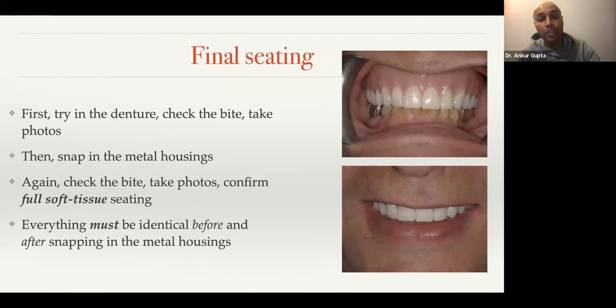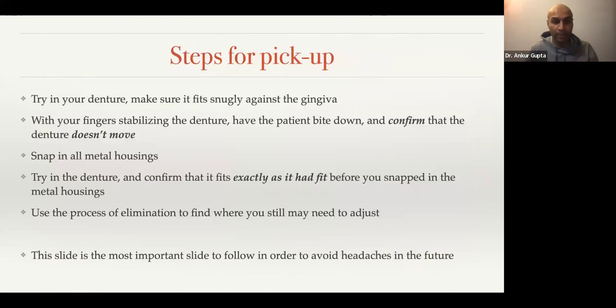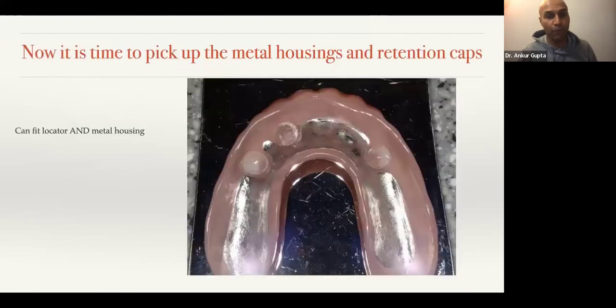Take photos. Do a horseshoe shaped articulating paper to make sure that everything is identical. And if it's not, use the process of elimination. Just snap in one metal housing, see if everything's identical, and you'll find your metal housing that's a little too long. This is the most important slide to follow in order to prevent headaches in the future.